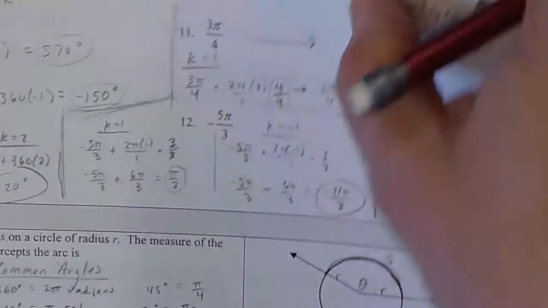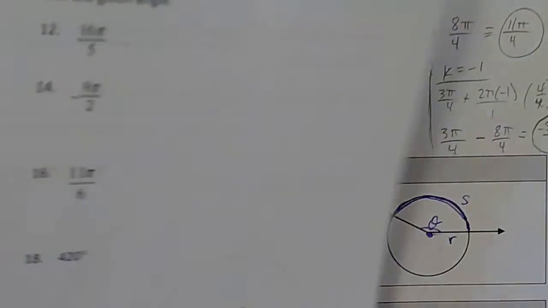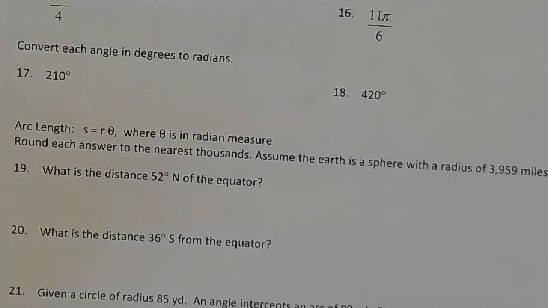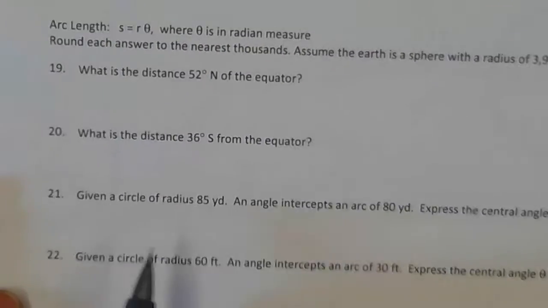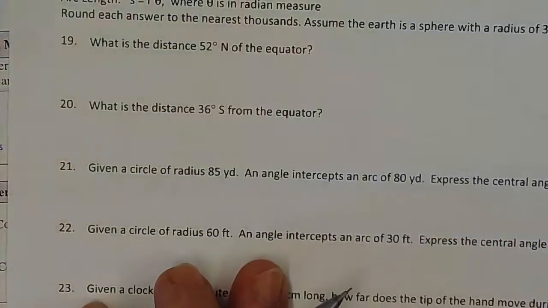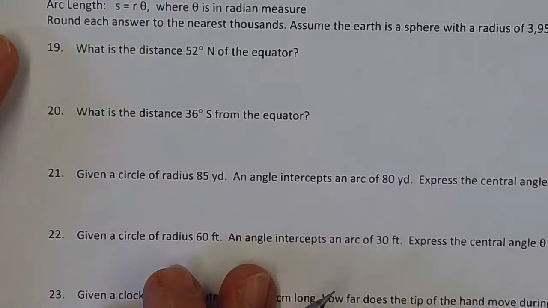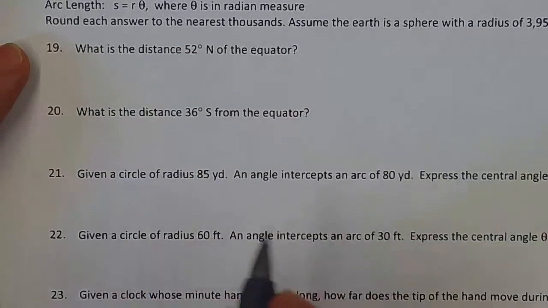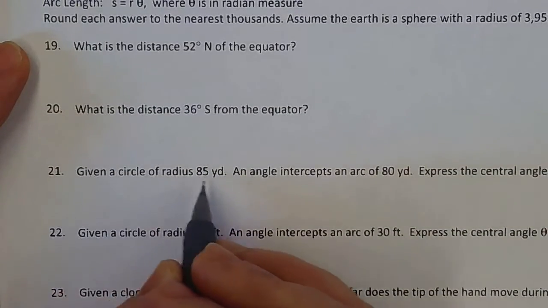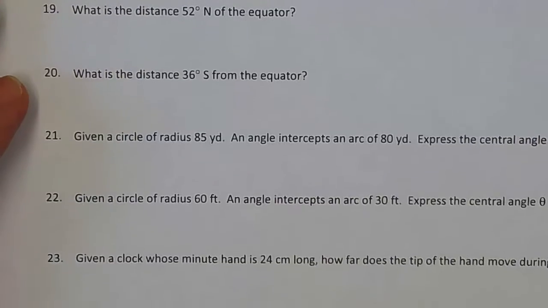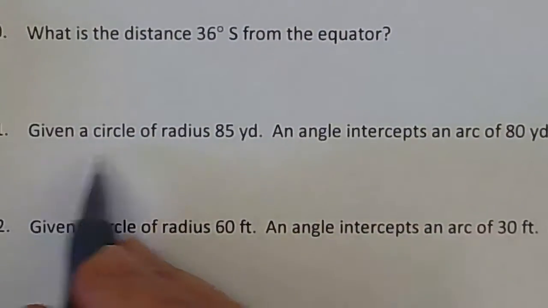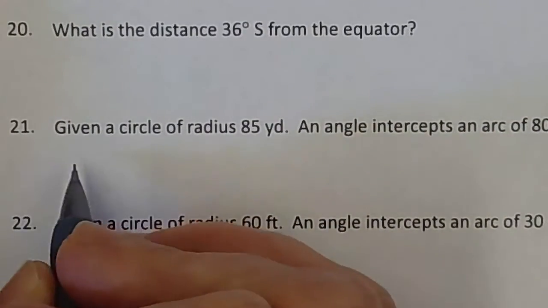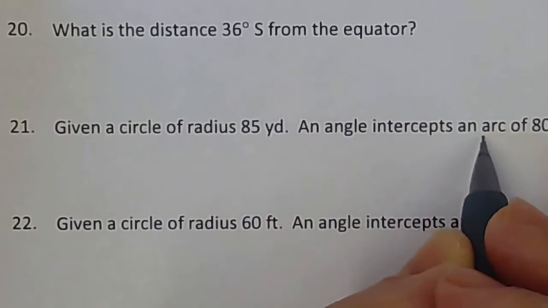Why don't you turn the page over to these practice problems. I'm not sure what page number it is on there. I don't even think they are numbered, but turn the page to find problems like 21 and 22 here. Okay, so given a circle of radius 85 yards, I'm going to do 21. You end up doing 22 in your assignment today. So let's go ahead and create this setting here. An angle intercepts an arc of 80 yards.